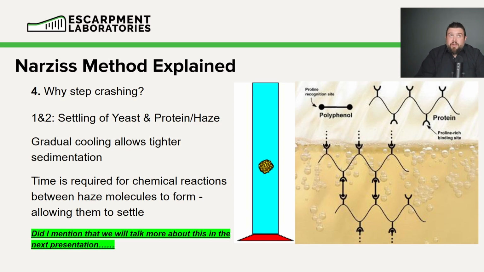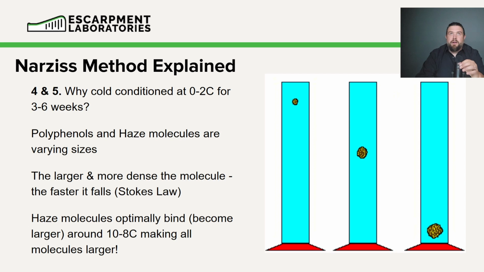Now, the other reason for this gradual cooling is not for yeast cell precipitation, but haze precipitation. Did I mention we're going to talk about this in a later presentation? There's a lot more to talk about here. Gradual cooling allows for tighter sedimentation to occur. A lot of the haze that we see inside a beer are these protein polyphenol interactions. And just like the yeast cells, where they need temperature to bind, these protein polyphenols at too cold a temperature stop binding. They don't interact with each other well. At a certain higher temperature, they bind more efficaciously. Around 10 to 8 degrees Celsius is where we see protein polyphenols maximize their binding.